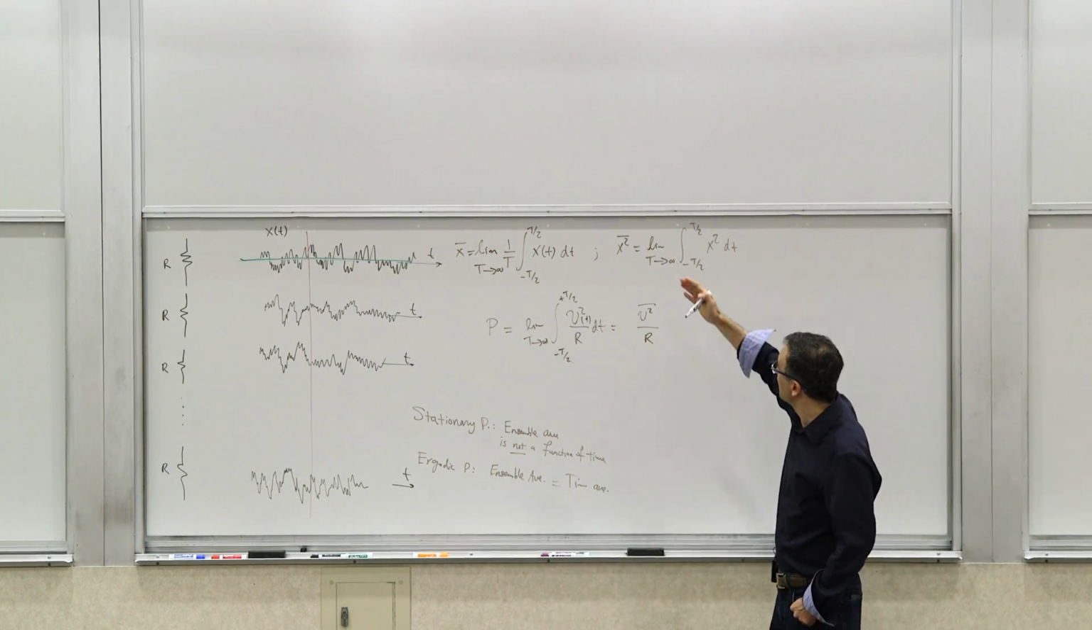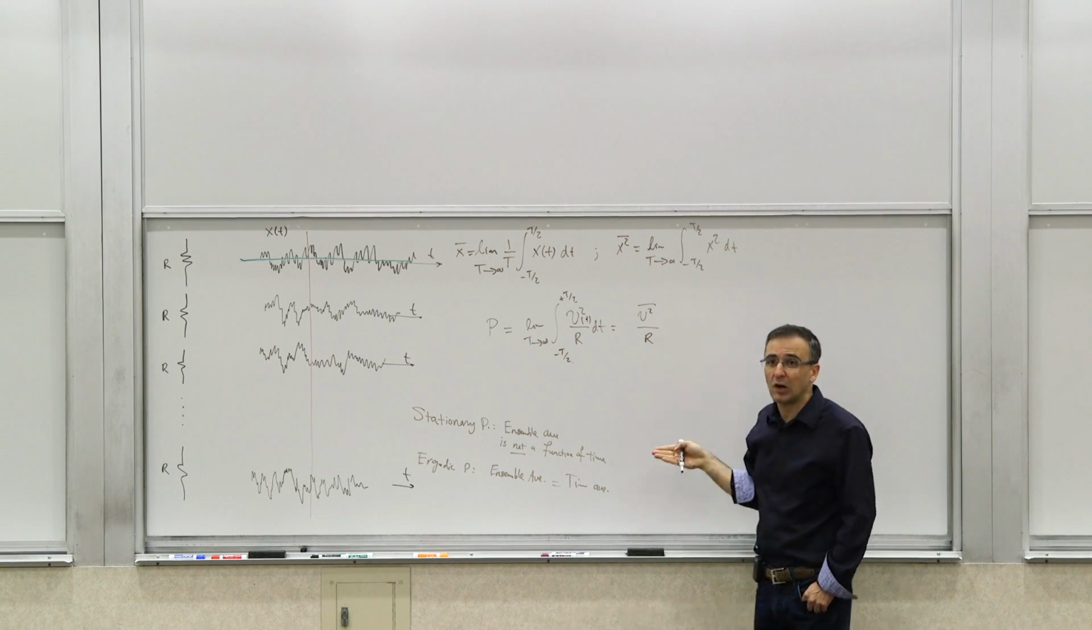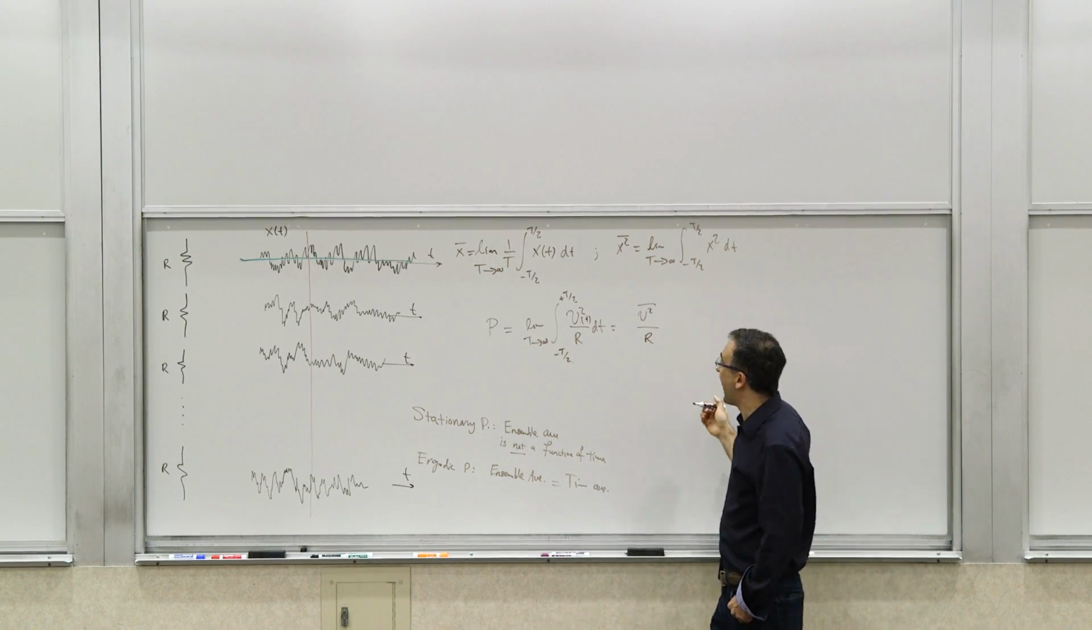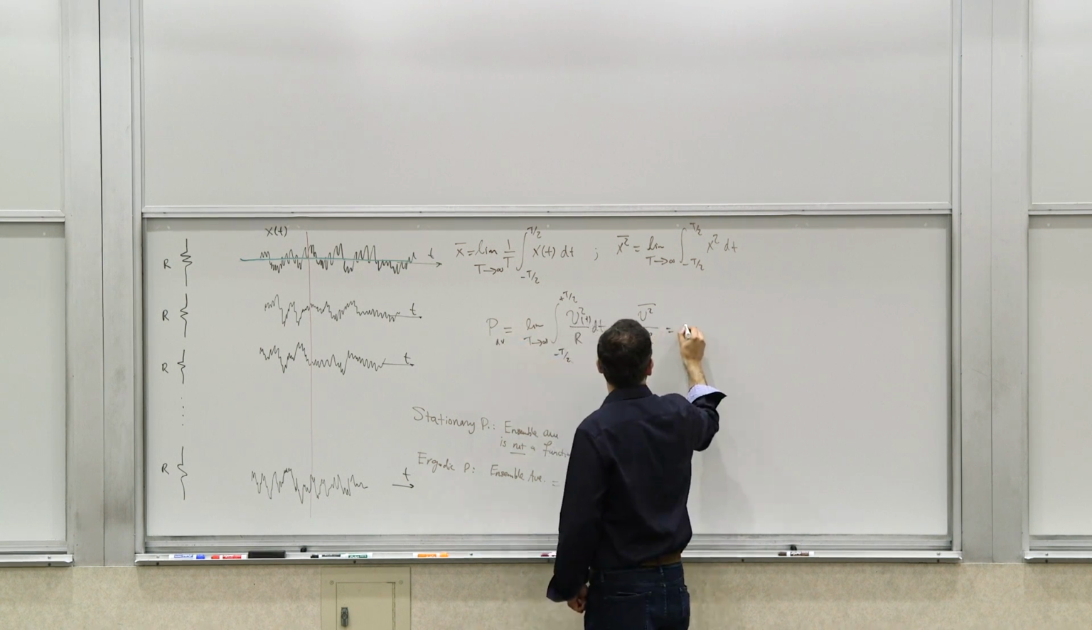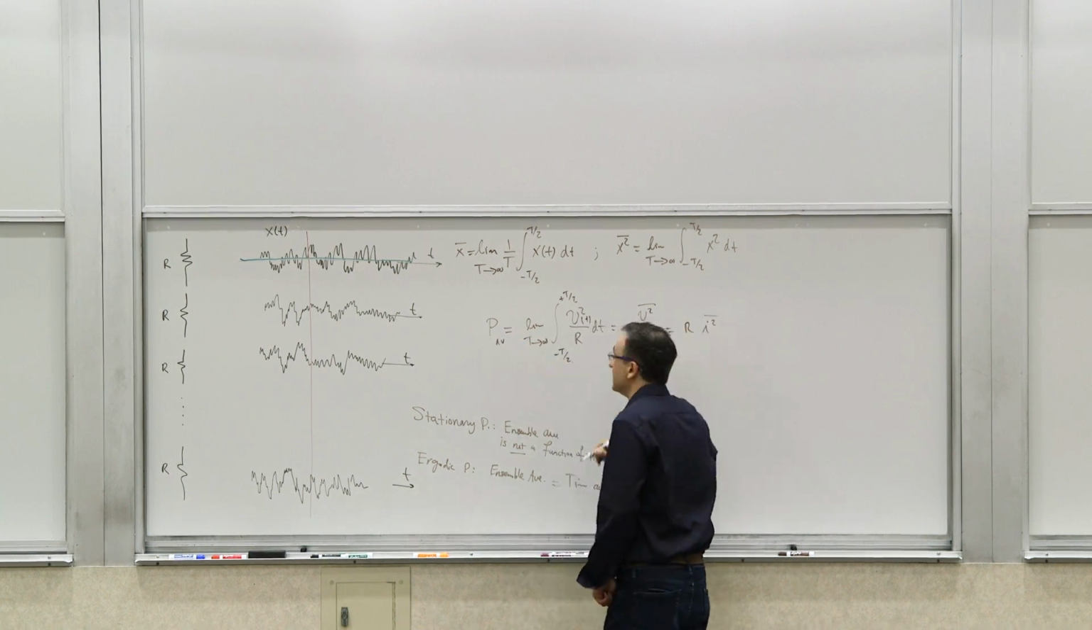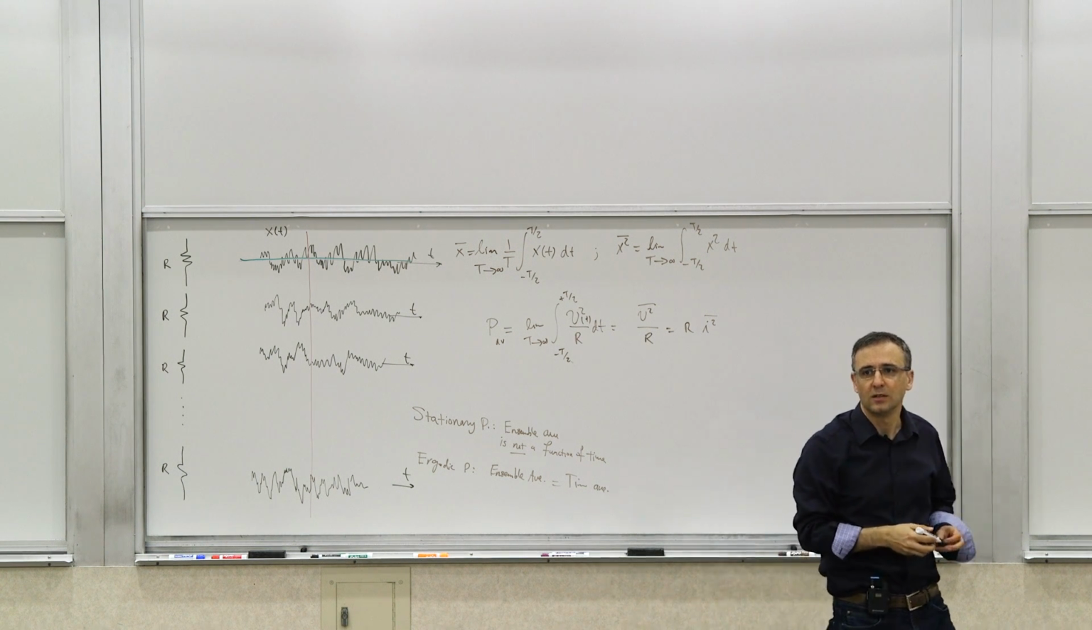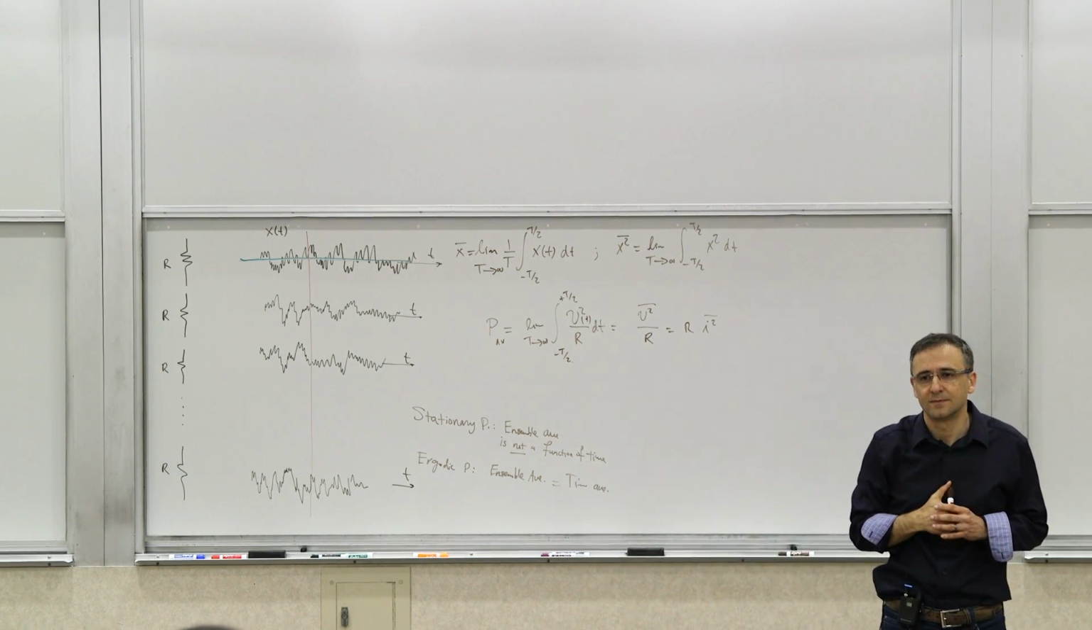Now if this X was a voltage squared, then you divide it by R. If it was a current squared, then to get the actual physical power, you would need to do R times I squared, if it was going to a resistor. Yes?